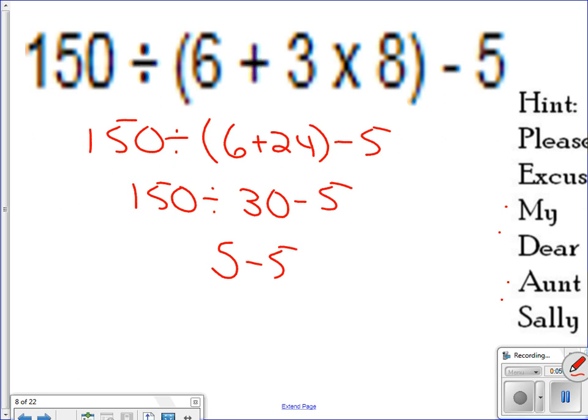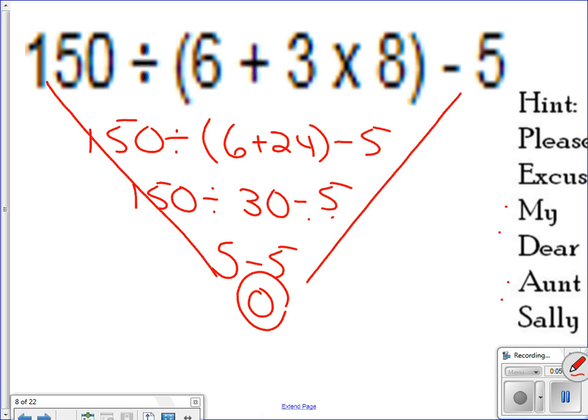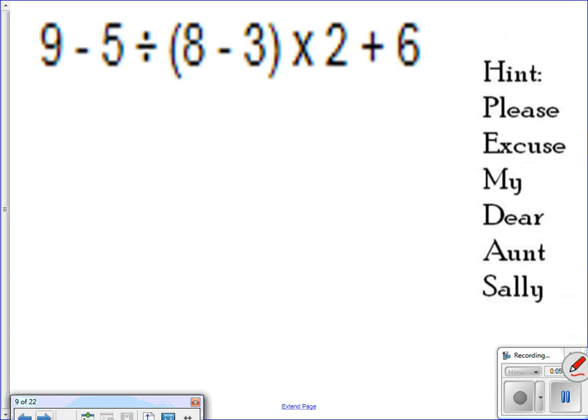minus 5. I'm bringing this part down. 5 minus 5 is 0. So this large problem actually equals 0. There's another one. I have 9 minus 5 divided by, inside the parentheses is what I'm doing first.